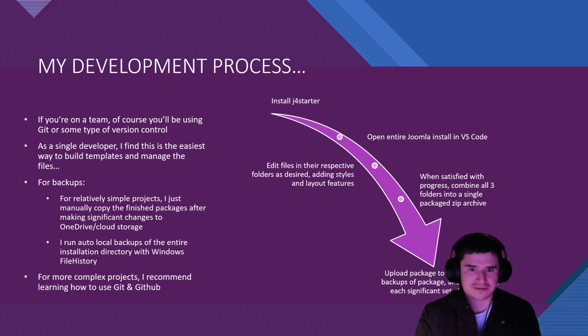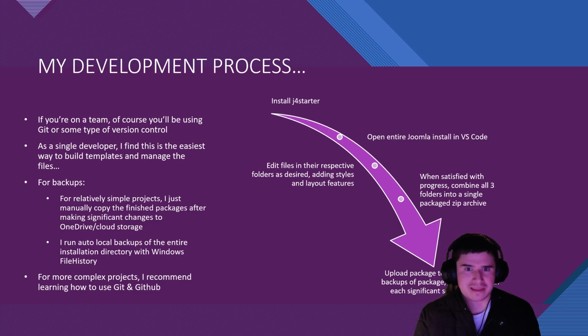So this is what I do for my development process here, just for simple templates like this one. I installed my base template, which is J4 Starter, and then I open the entire directory in Visual Studio Code. I edit the files in their respective folders as I need to, so in the languages folder, in the media folder, and in the main template folder. So I just edit those, add styles, add layouts, whatever I need to do.